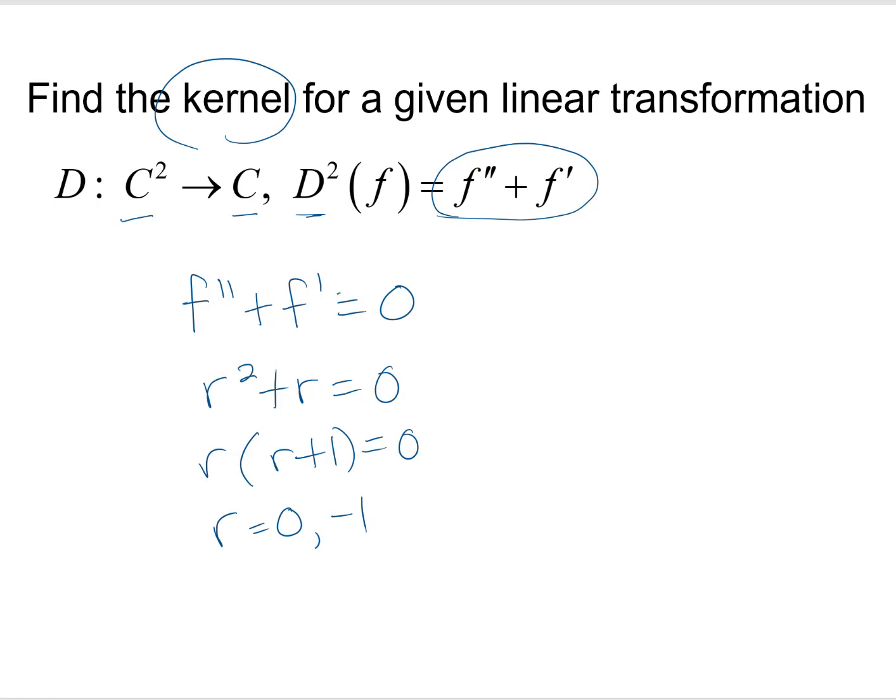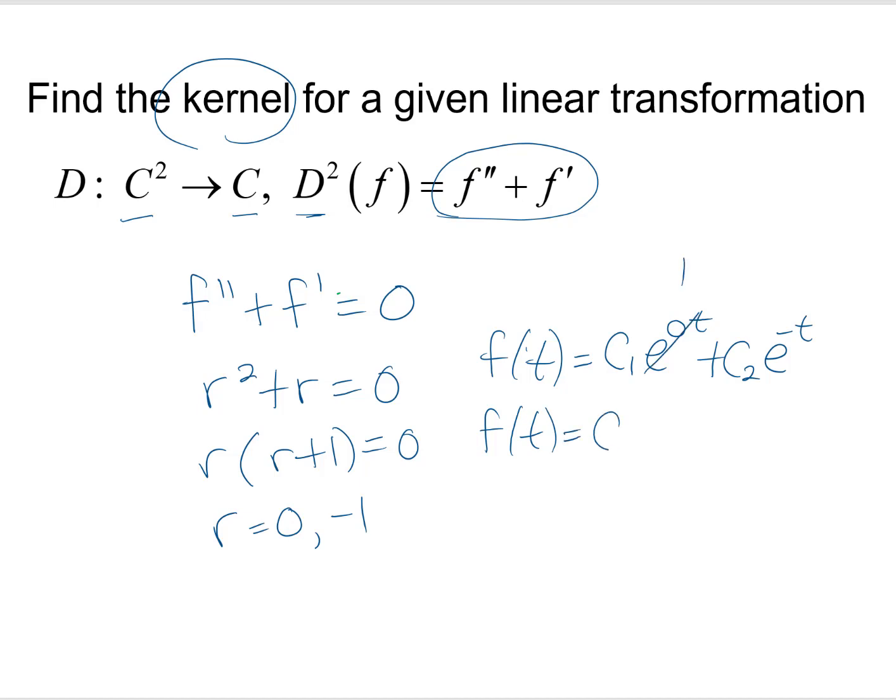So remember, we build our solutions by taking our function. I'll just put f of x or f of t, it doesn't matter. This is going to be C1 e to the root 1 t plus C2 e to the root 2 t. Now just to simplify a little bit, e to the 0 is 1, so this is just going to be C1 plus C2 e to the negative t. That is the kernel of this transformation. It's also the solution to the homogeneous equation.